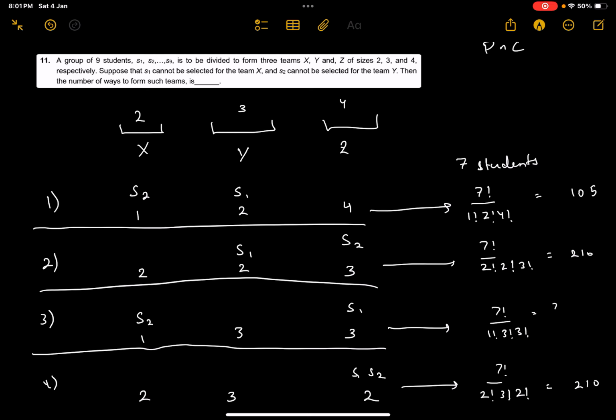This is 7 into 6 gets cancelled from a 3 factorial, into 5 into 4 into 3 factorial gets cancelled from another 3 factorial. This is 140. So the total answer is 420, 260, 665.